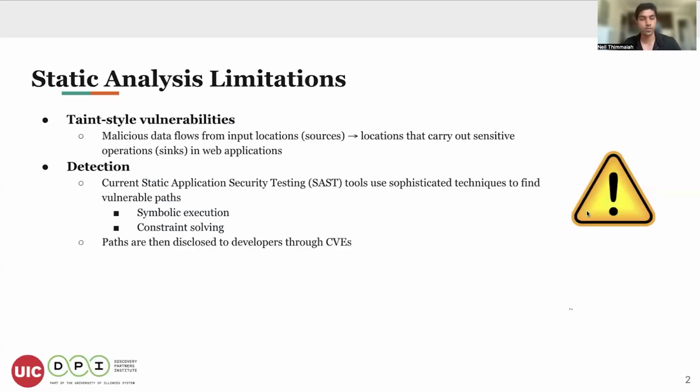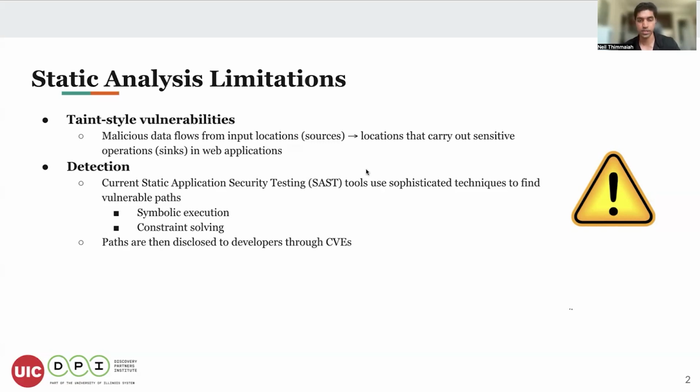Okay, so 2024 was a year of exploits, specifically zero-day exploits. And what we found is that most of these revolve around the vulnerability known as taint-style vulnerabilities, which are when malicious data flow from input locations known as sources to locations that carry out the sensitive operations known as sinks in the web applications. And given that there are so many vulnerabilities, and even today there are so many vulnerabilities out there, there are many approaches and methods which are used to detect these kinds of vulnerabilities.